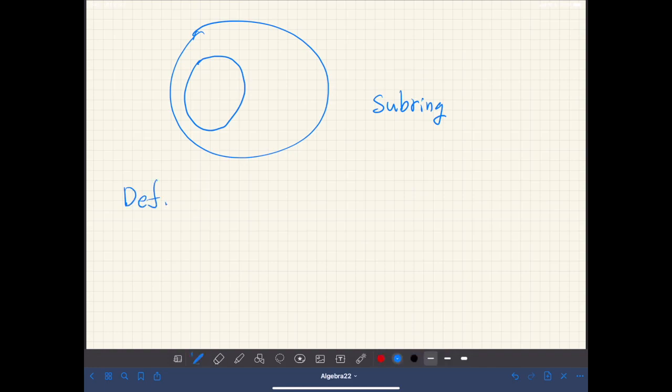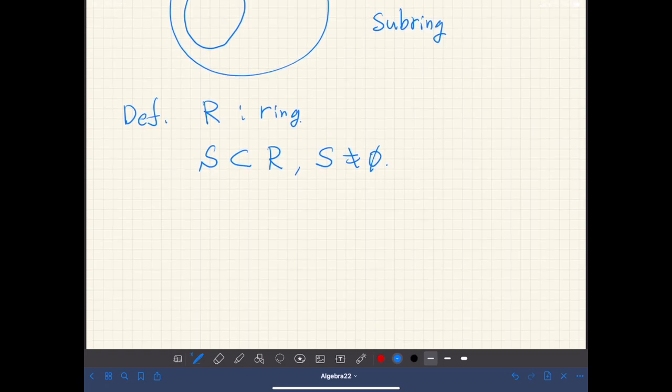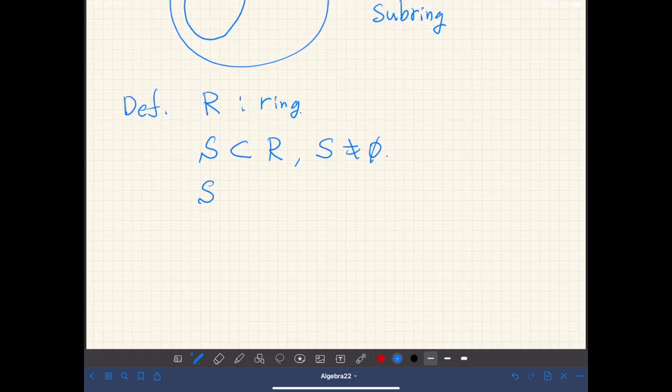Suppose R is a ring, and S is a subset of R, which is non-empty, and also S is a ring with the same binary operations, addition and multiplication.